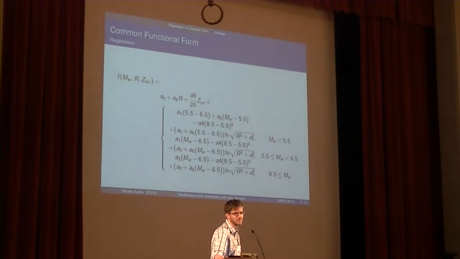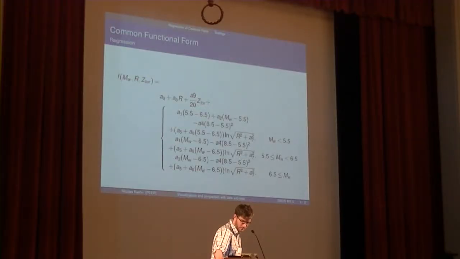I should also point out that there are a couple of typos in this equation. A4 should be multiplying the term 8.5 minus m, not 8.5 minus 5.5. And that's only for the range above 5.5. That's the case, yes.